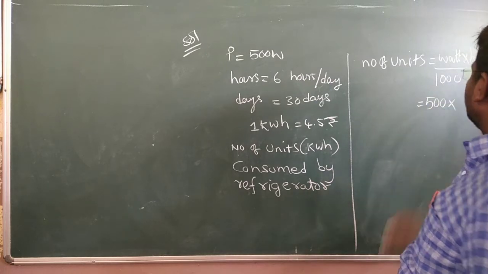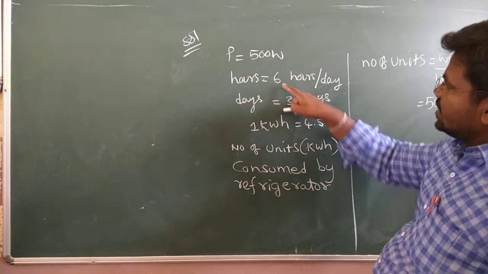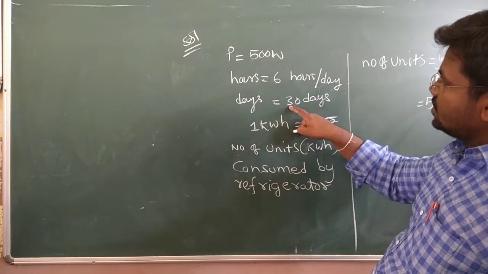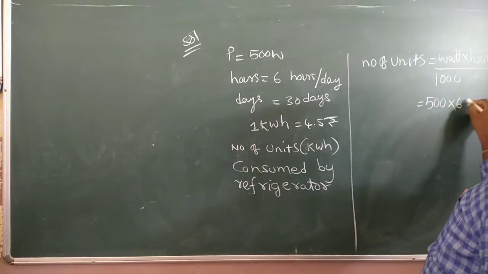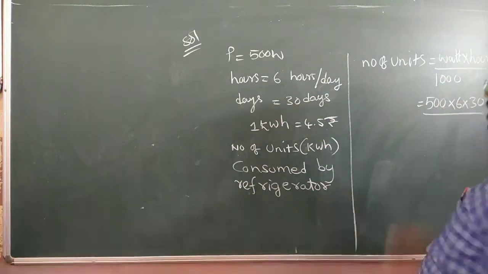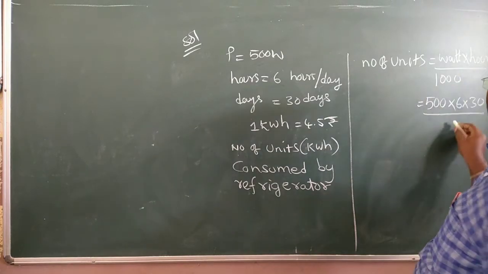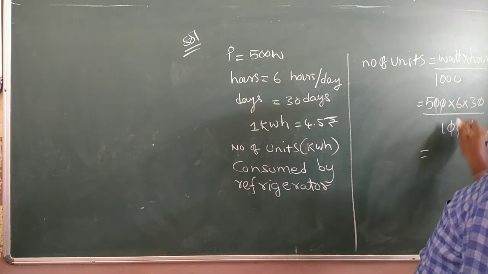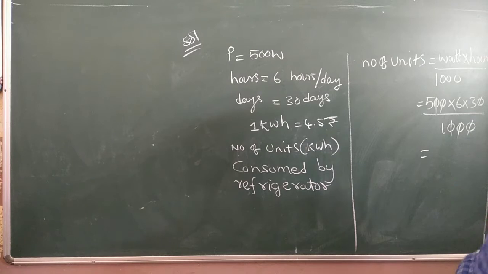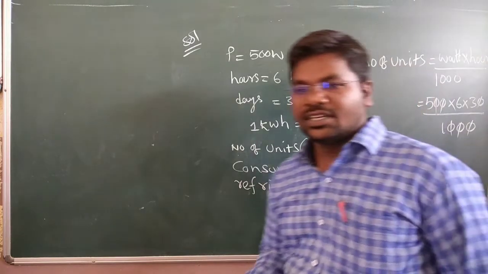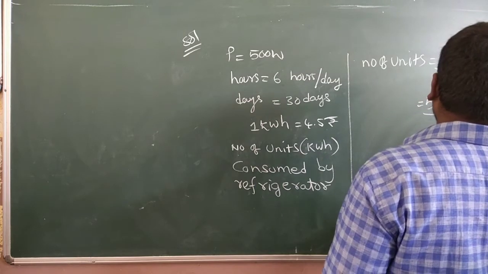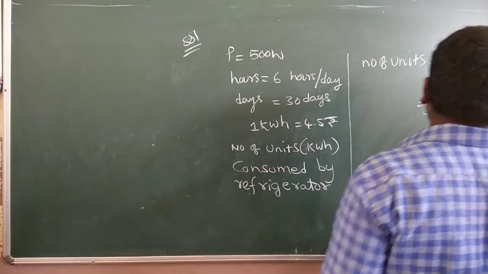How many watts is there here? 500, into how many hours? 6 hours in 30 days. So 500 into 6 into 30, divided by 1000. The 0 gets cancelled, so 5 into 6 into 3, which is 90 kilowatt hour. Units is 90 kilowatt hour.